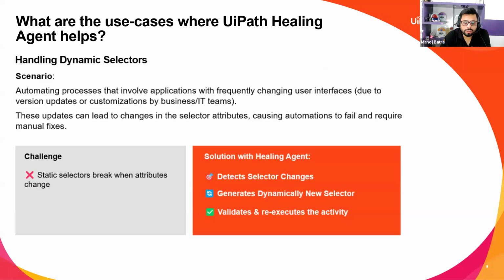And what your healing agent did was it detects that selector change. It identifies that, okay, this was a selector and this is a change, and based on that, it dynamically generates a new selector and validates it, because validation is the first thing that obviously healing agent would need to check. So it validates that, and then it re-executes the activity to see if that is working or not. So the first use case is where your static selector breaks because of some kind of attribute issue.